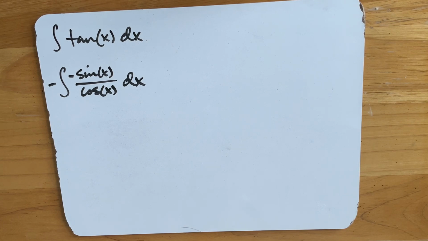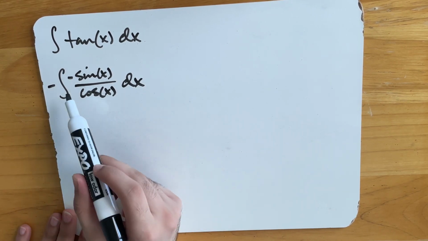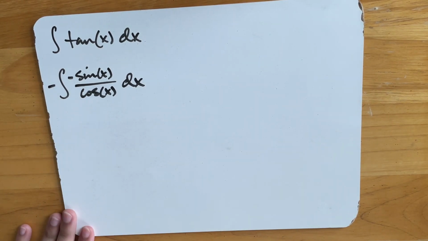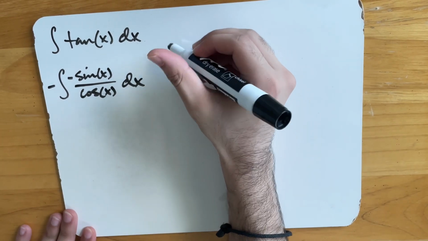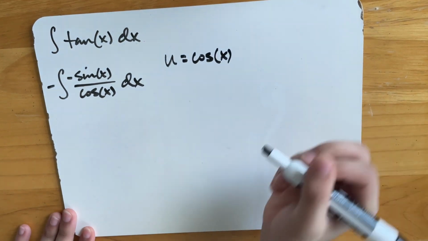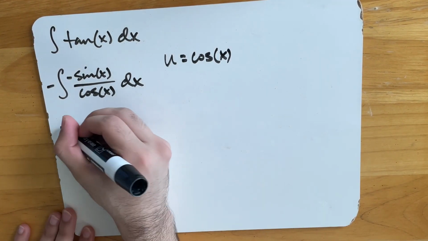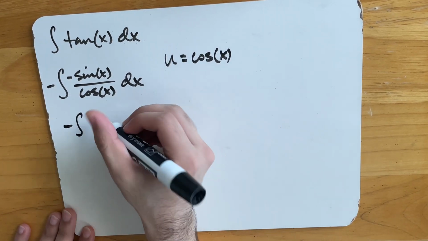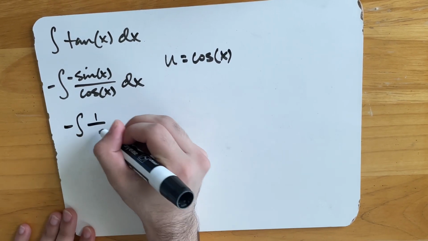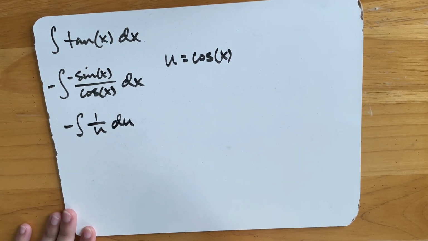So yeah, I have a cosine x here, right? And I have multiplication by its derivative now, I have negative sine of x. So I can go ahead and say u is equal to cosine x, right? And then this negative sine of x and dx will lump together into a du, and we'll get negative integral 1 over u du, right? So we can rewrite it as that.